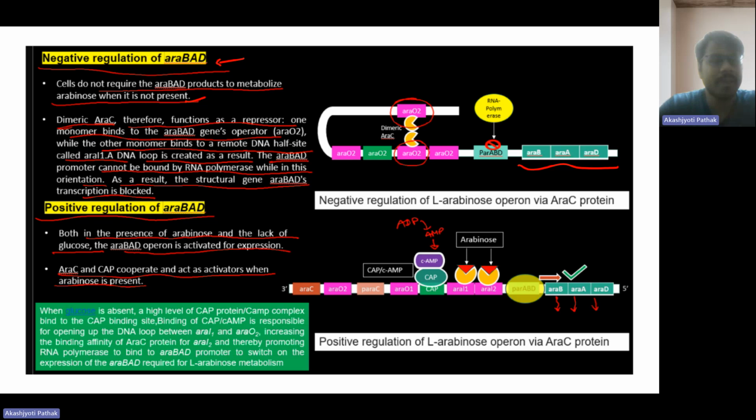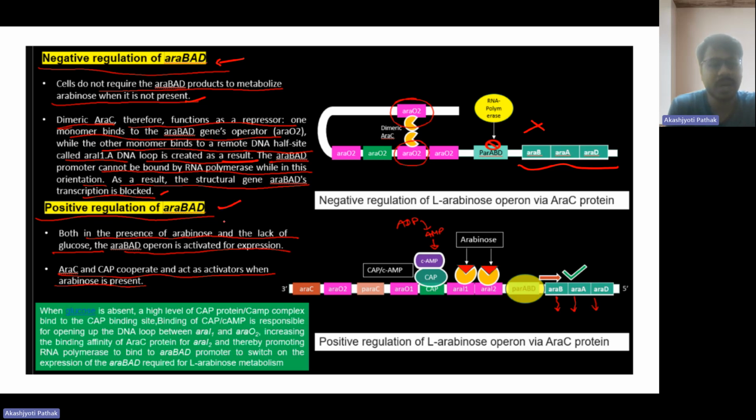So what happens? The dimeric ARA-C functions as a repressor. How does it function as a repressor? ARA-C can form a dimer, and one monomer binds to the ARA-BAD gene operator, ARA-O2, and the other monomer binds to the remote DNA half site, so it forms a loop-like structure. Once this loop is formed, RNA polymerase cannot bind to the promoter region, and transcription of these genes remains turned off. A DNA loop is created as a result, the ARA-BAD promoter cannot be bound by RNA polymerase, and as a result, transcription is blocked.